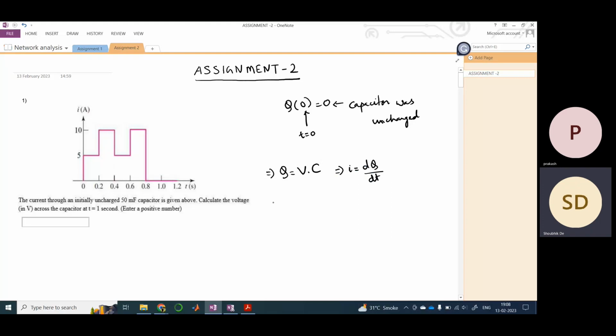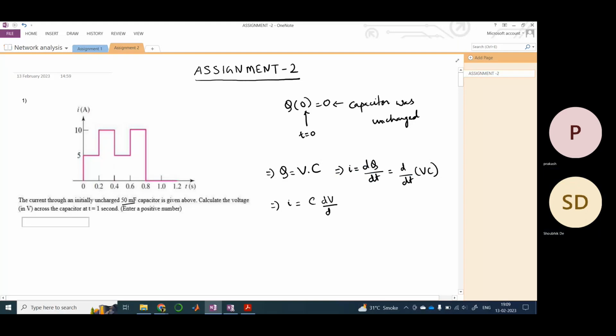Therefore, if we substitute this here, this would be d/dt of Vc. In this problem the capacitor is initially uncharged, and the capacitance is constant, so it would come out of the d/dt, and my resultant expression would look something like this: C dV/dt.